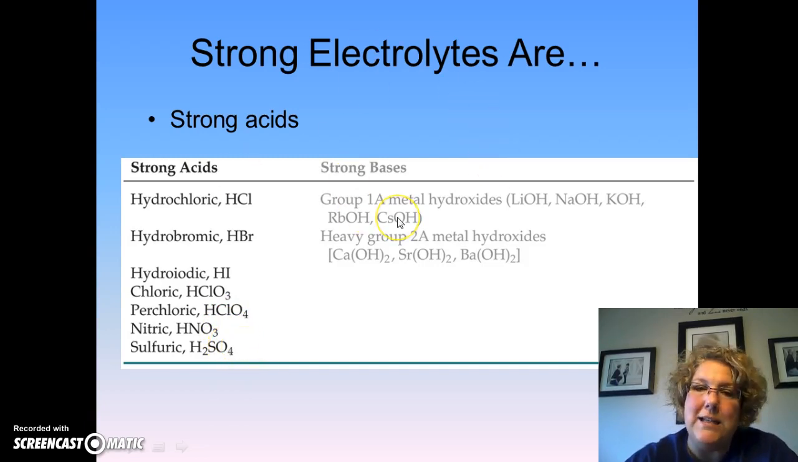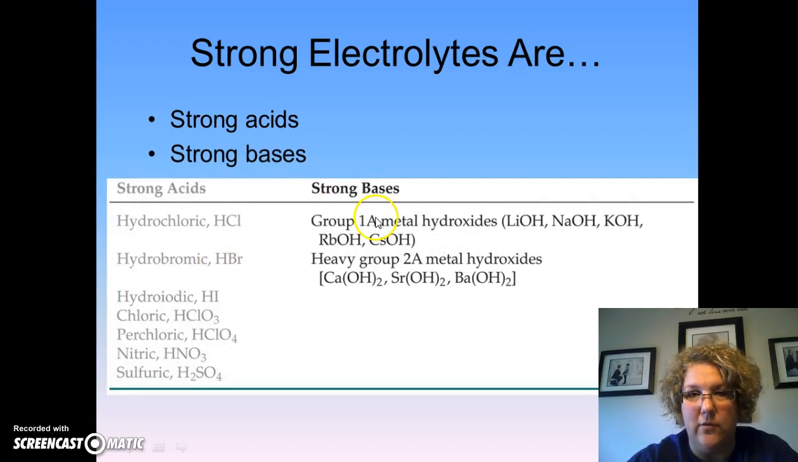Now, your strong bases, I didn't really list any strong bases before because those are kind of taken care of with our solubility rules. You don't have to memorize your strong bases.